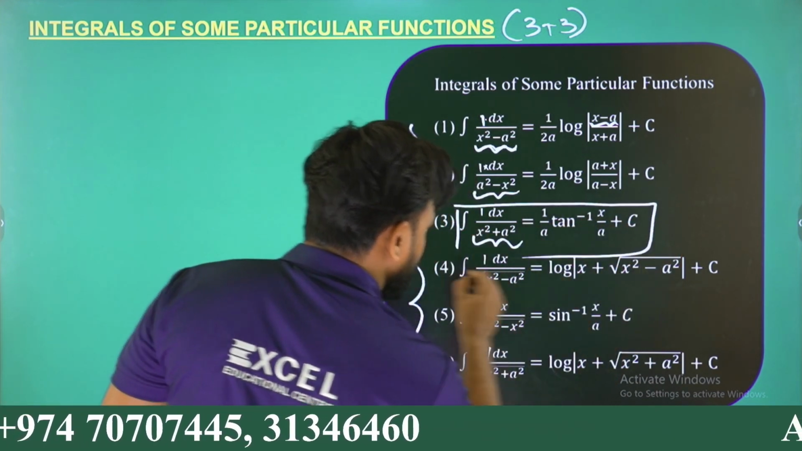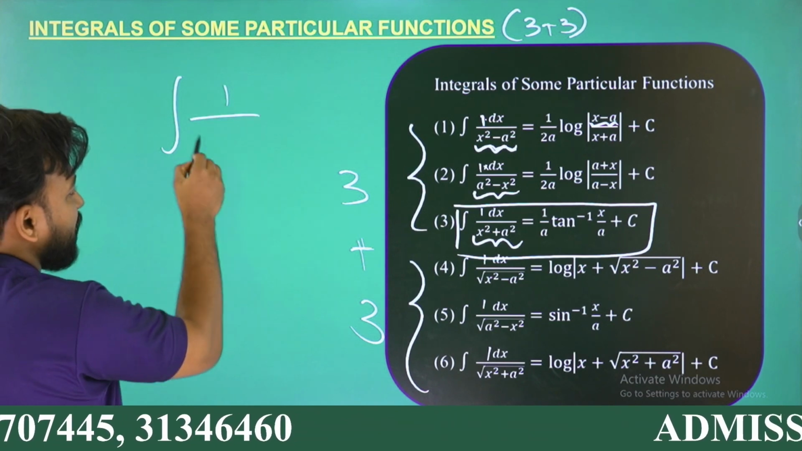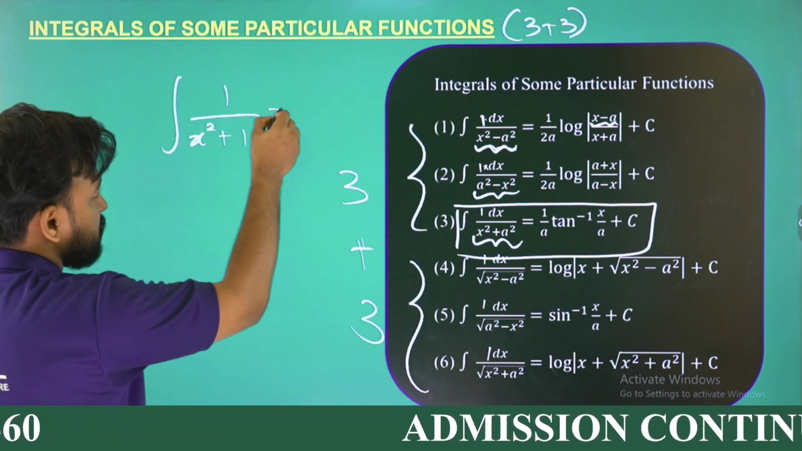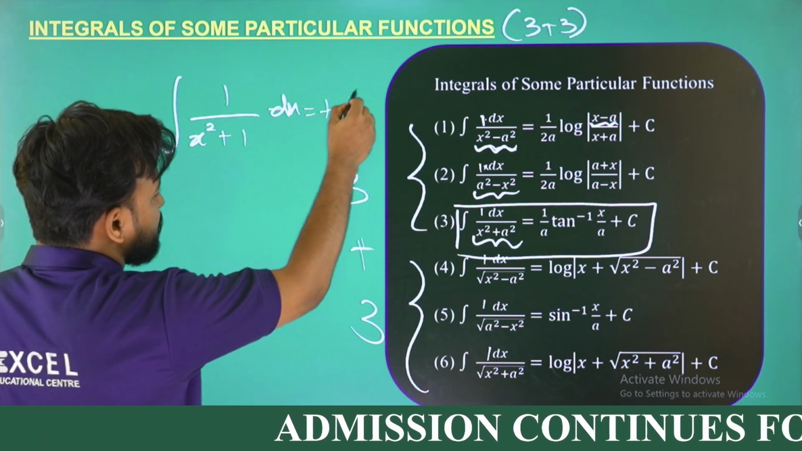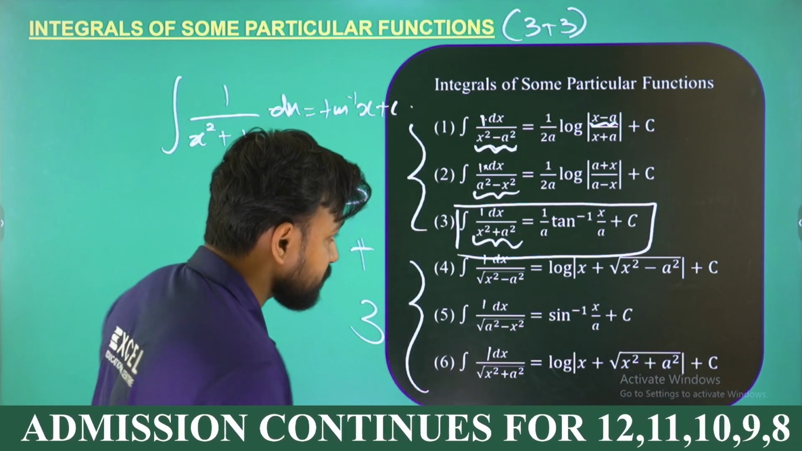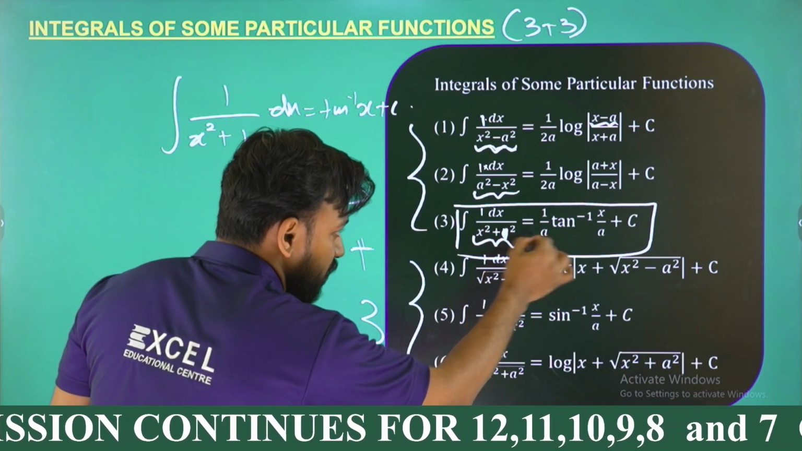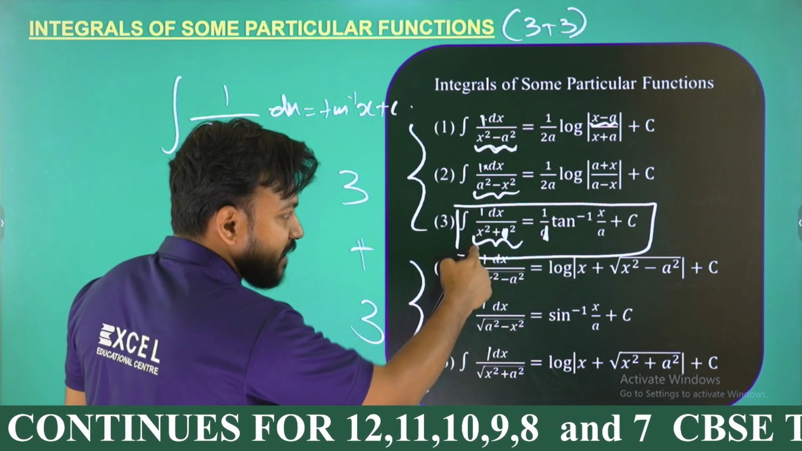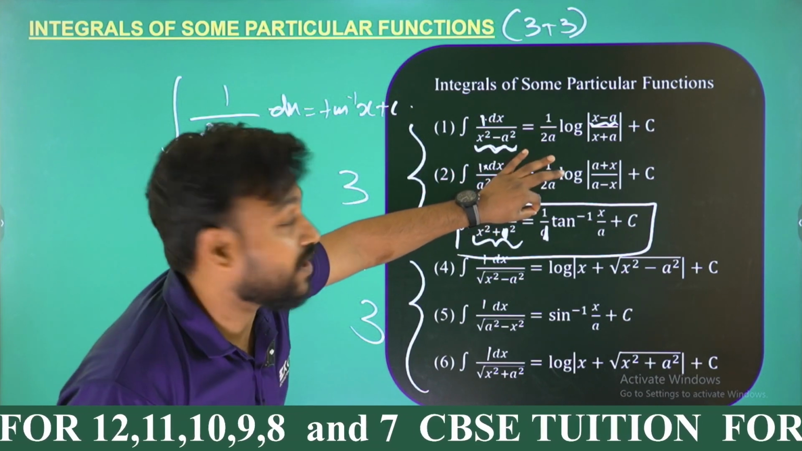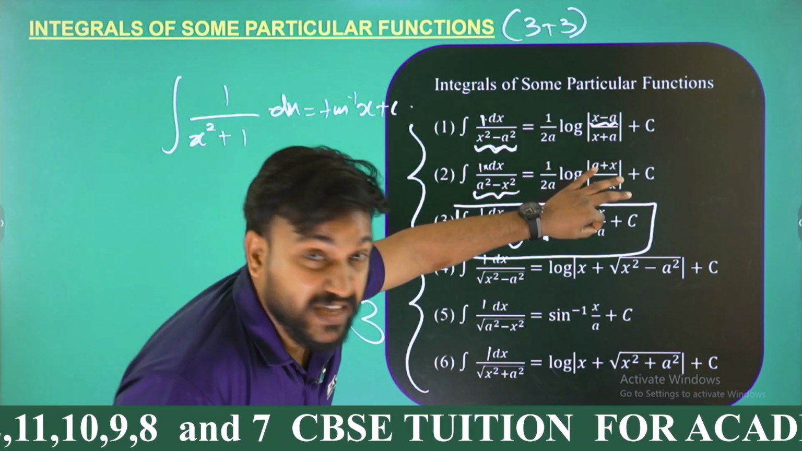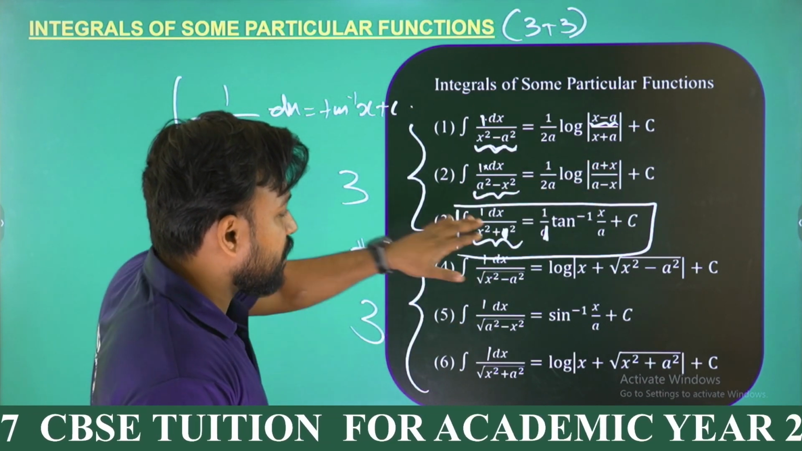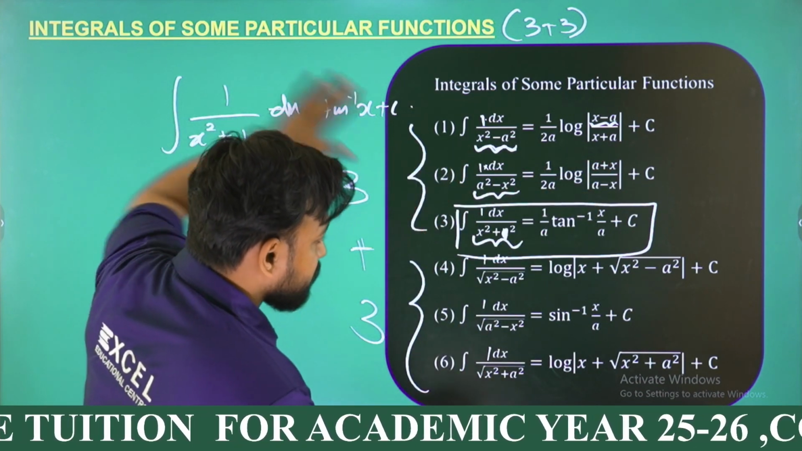I think you know this result already. Because the integral of 1 by x square plus 1 dx is what? Tan inverse x plus c. You already know from the results page. Instead of this a, we put 1. So what will you get? Integral of 1 by x square plus 1 is equal to 1 by 1, that is 1, tan inverse x by a, x by 1, that is tan inverse x. So this is the general form of this equation.